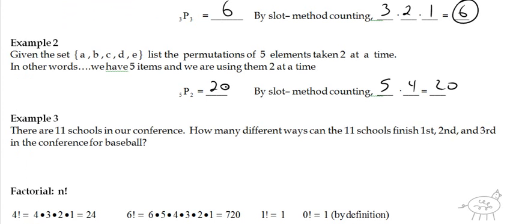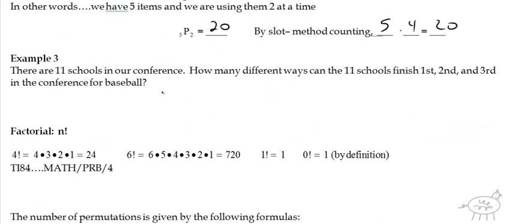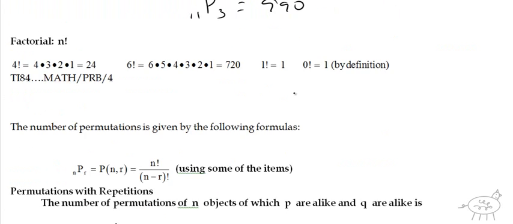Again, it's a particular order. When I say a particular order, it could be A, B, C, D, E, or it could be A, C, B, E, D. It's a specific order. That's what a permutation is. Example 3: there are 11 schools in a conference. How many different ways can the schools finish first, second, and third in the conference for baseball? I'm using a permutation: I have 11 and need to figure first, second, third, so 3. 11P3 gives us 990. Pretty easy, you're just using your calculator.